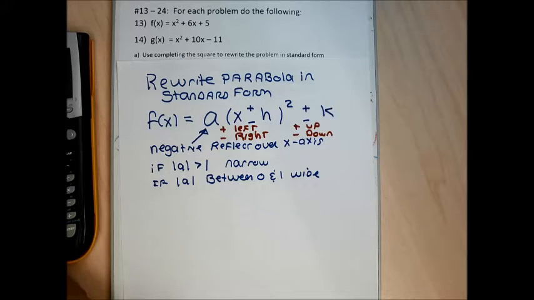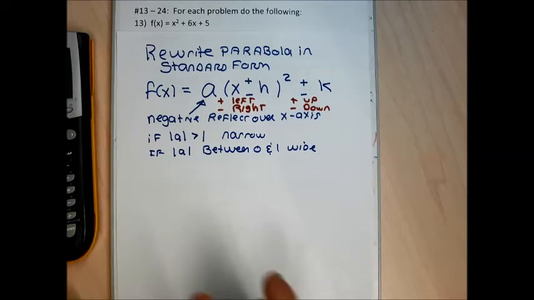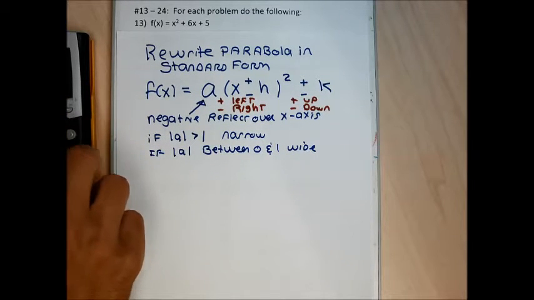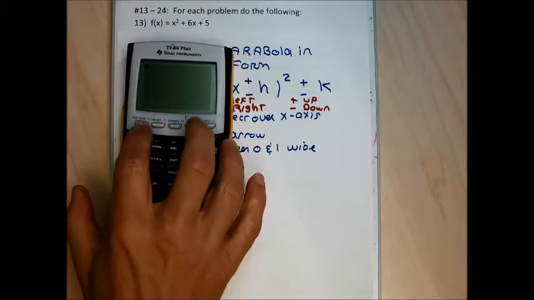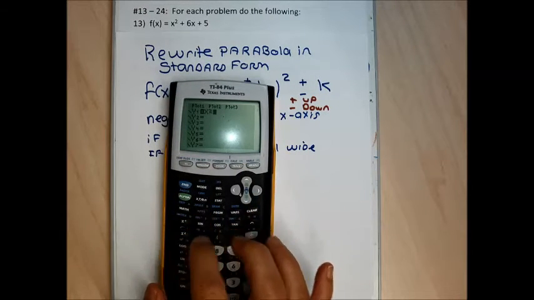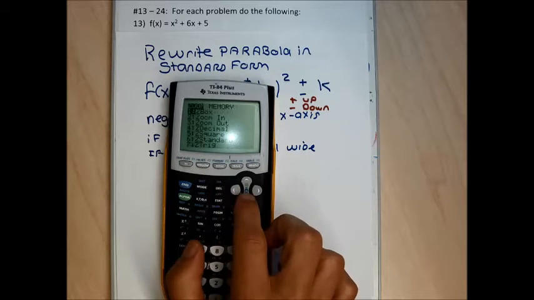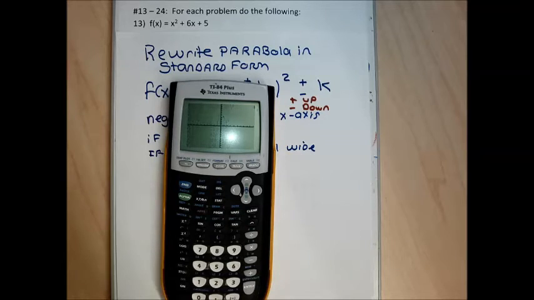Maybe I should do problem 13 as opposed to 14, because the numbers on 14, I think, get a little unreasonably big for the first example. So I'm going to look at the graph of number 13 real quickly. I'm going to hit y equals, and I'm going to graph the function x squared plus 6x plus 5. I'm going to do zoom standard and hope the graph fits on a nice standard window.